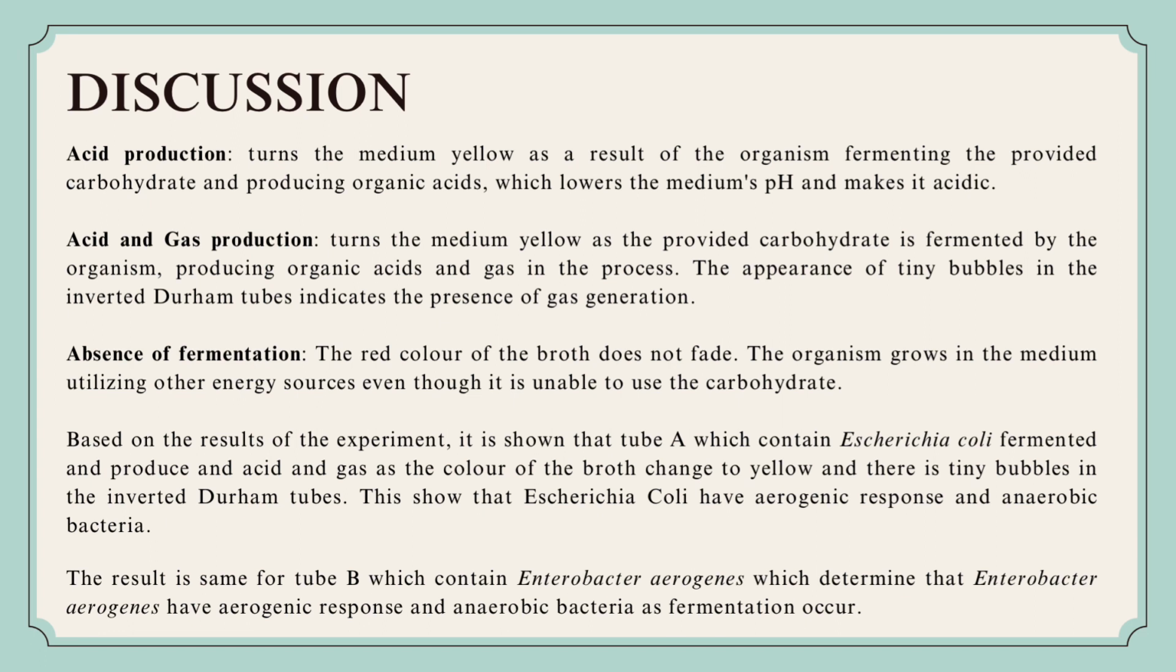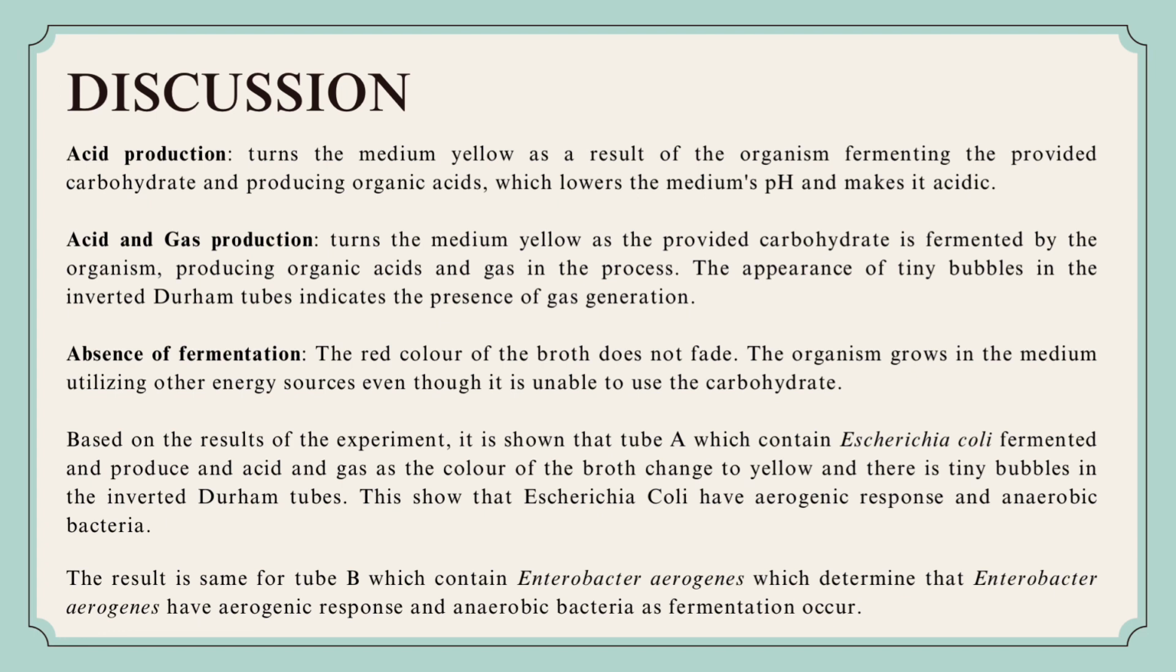Acid production turns the medium yellow as a result of the organism fermenting the provided carbohydrate and producing organic acids, which lowers the medium's pH and makes it acidic. Acid and gas production turns the medium yellow as the provided carbohydrate is fermented by the organism, producing organic acids and gas in the process.